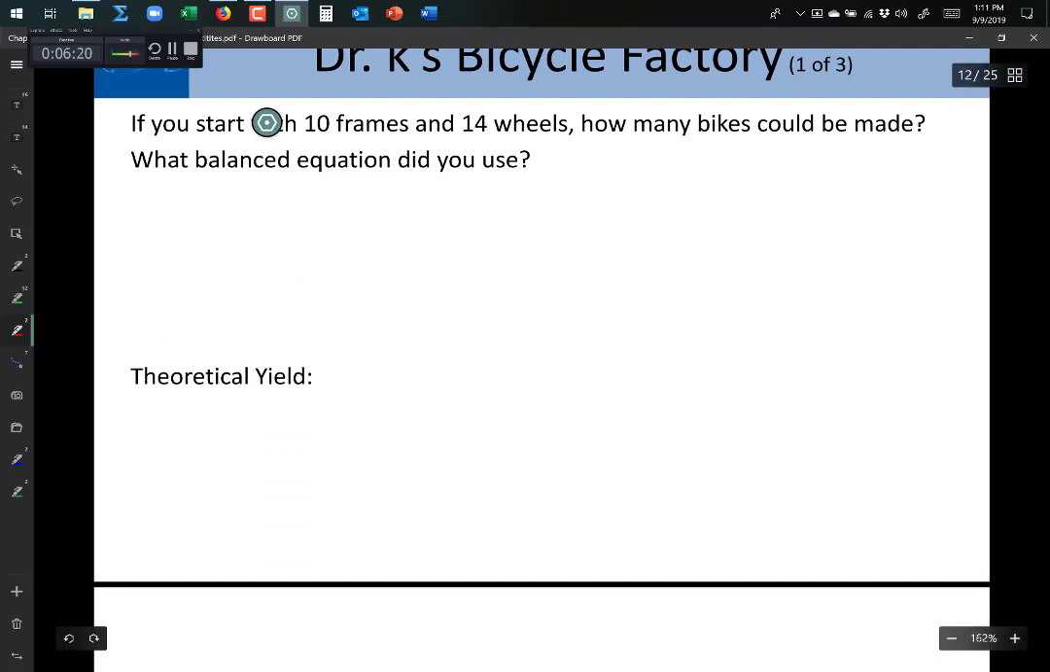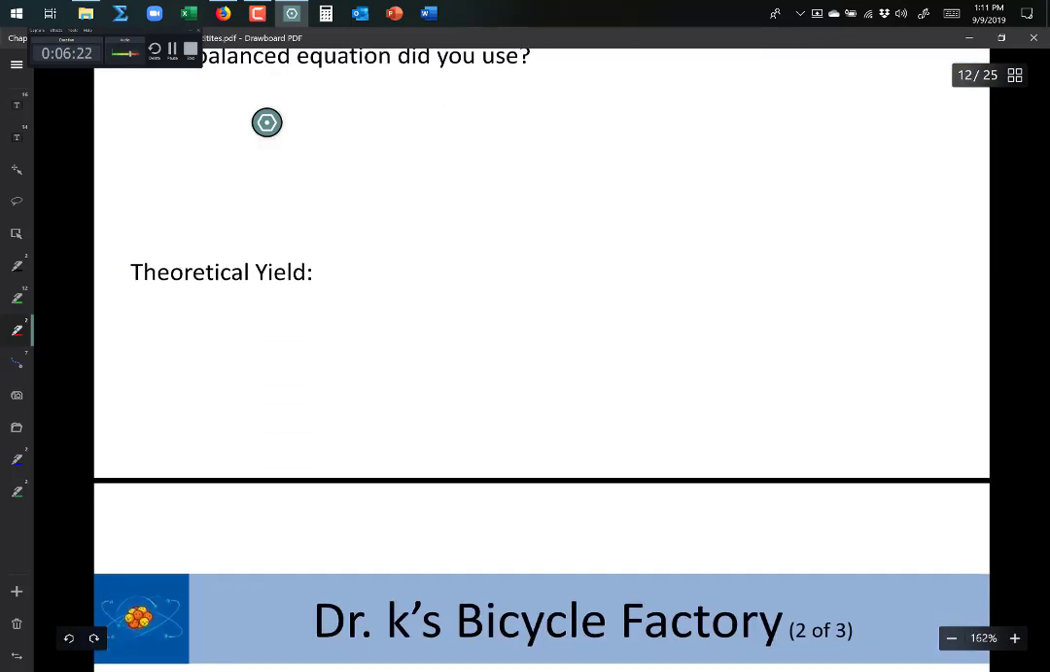So this is some of what I wrote on that other slide already. The theoretical yield is the amount that could be produced from the limiting reactant.